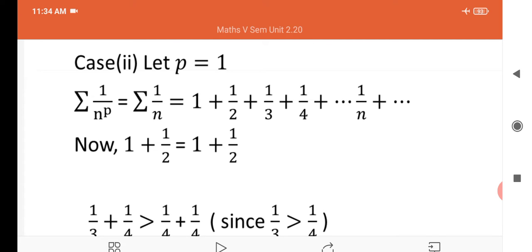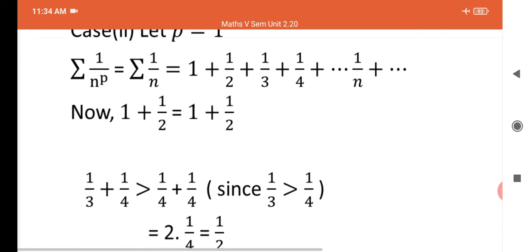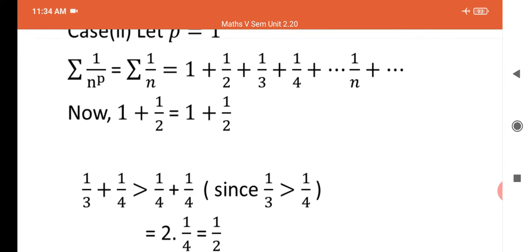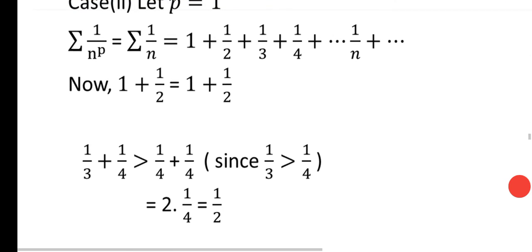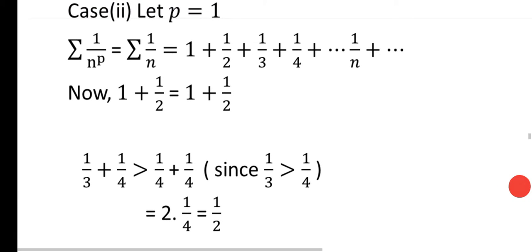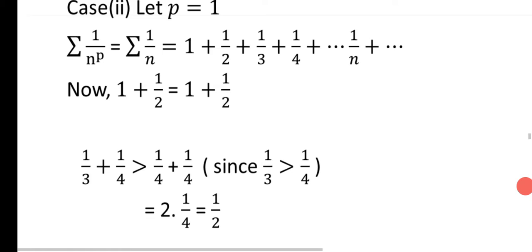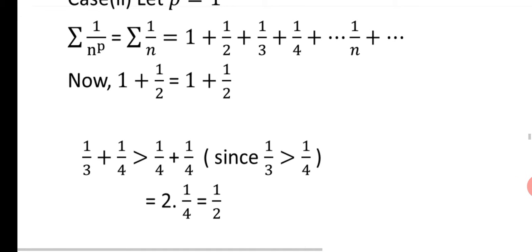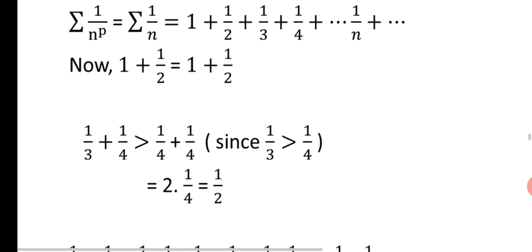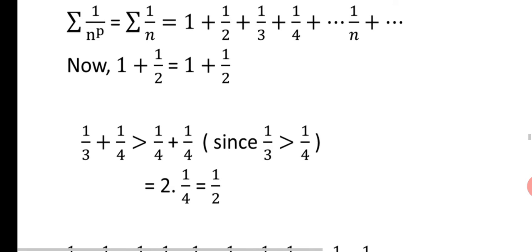Now 1 plus 1 by 2 is equal to 1 plus 1 by 2. Now we take the third and fourth term of this series. 1 by 3 plus 1 by 4 is always greater than 1 by 4 plus 1 by 4, since 1 by 3 is greater than 1 by 4. Adding these two terms, we get 2 by 4 is equal to 1 by 2.